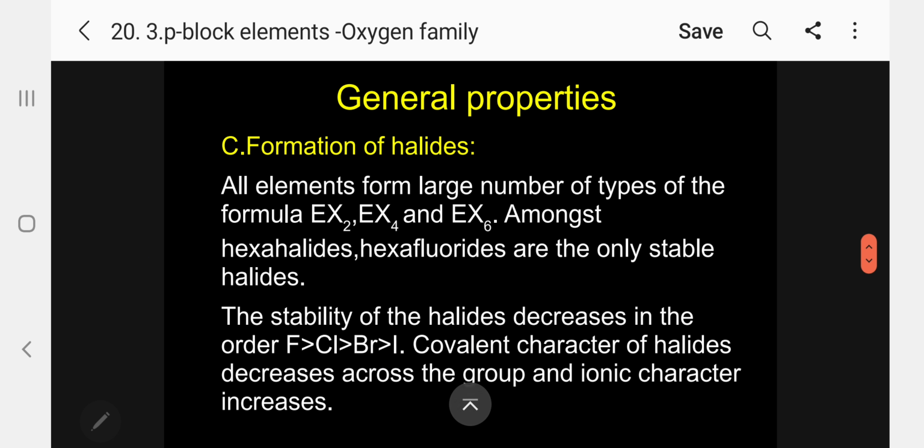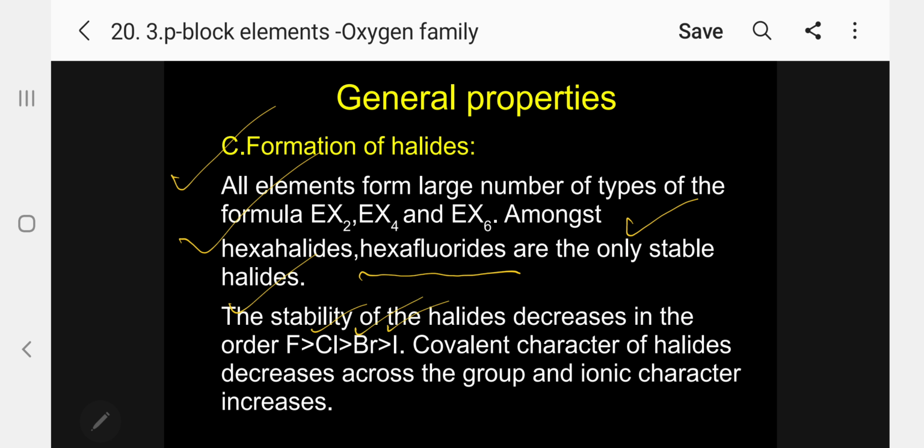Formation of halides. All elements form large number of types of formula EX2, EX4, EX6. Amongst hexahalides, hexafluorides are the only stable halide. Please follow. The stability of the halide decreases in the order F greater than Cl greater than Br greater than I. Covalent character of halide decreases across the group and ionic character increases. So starting from fluorine, kindly follow chlorine, bromine and iodine.